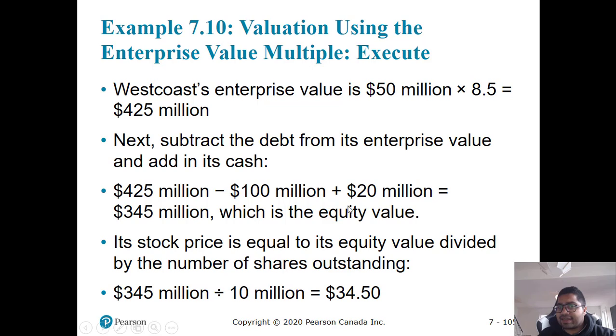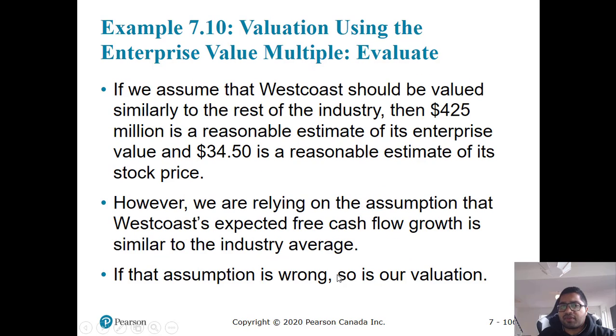We subtract debt and add cash to get equity value. The stock price is equity value divided by the number of shares outstanding, which should be 34.50. If we assume that West Coast should be valued similar to the rest of the industry, then 425 million is a reasonable estimate of enterprise value, and 34.50 is a reasonable estimate of stock price.